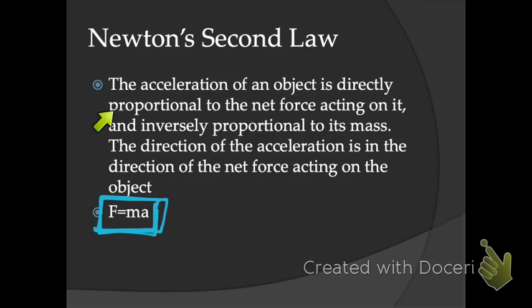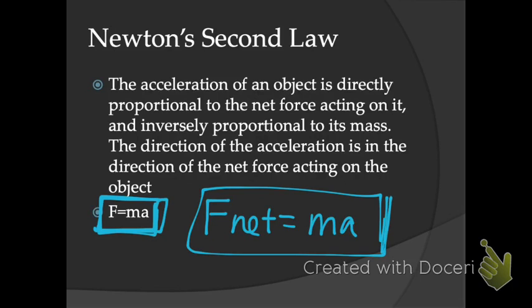And all this is doing is saying this equation in sentence form. Acceleration is directly proportional to the net force acting on the object, and it's inversely proportional to the mass. So the way I would like for you to write this is F net equals m times a. That's going to be a better way for us to work with Newton's second law: the net force is equal to mass times acceleration.